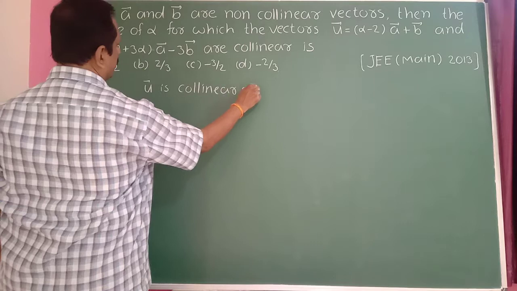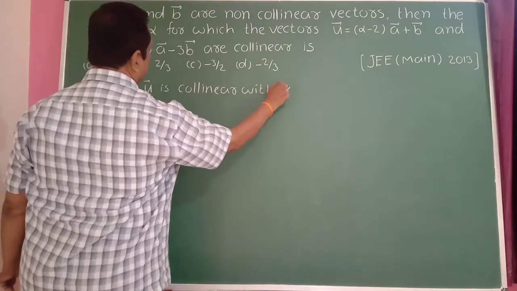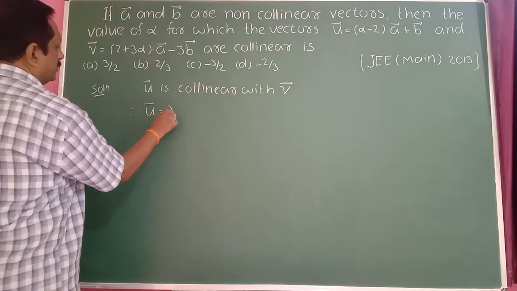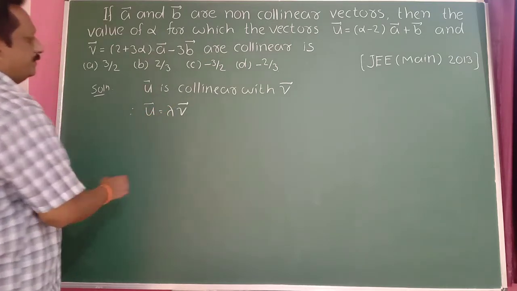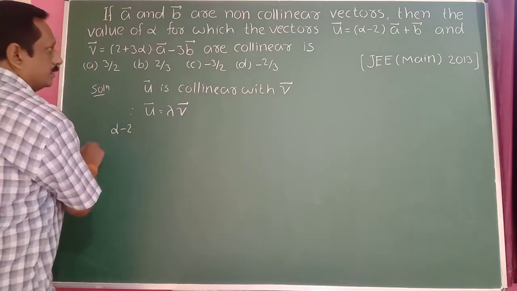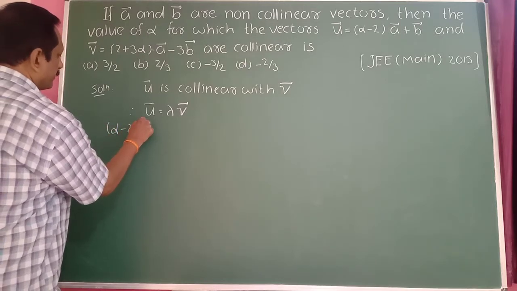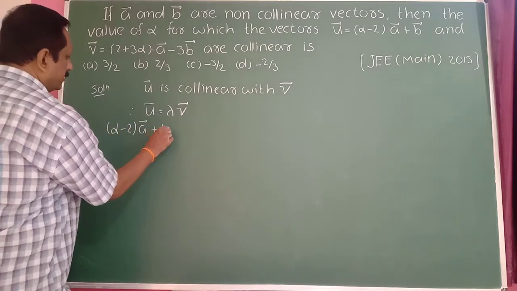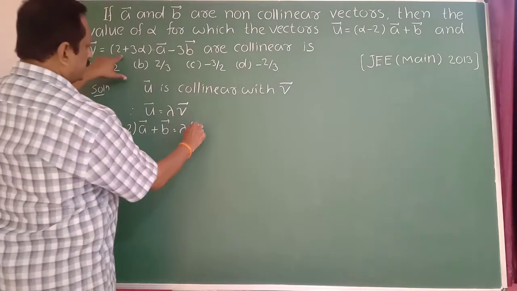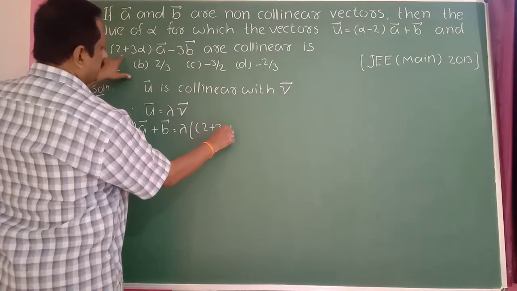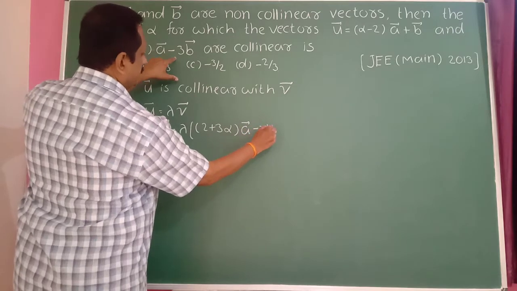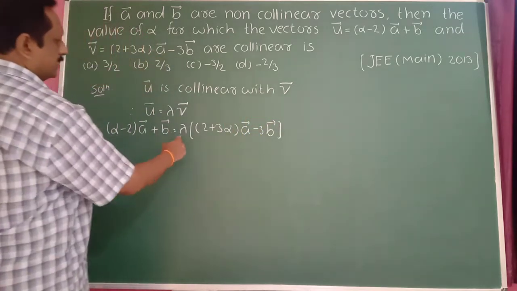collinear with the vector v bar. Therefore, here u bar is equal to lambda into the vector v bar. So u bar is alpha minus 2 into the vector a bar plus the vector b bar, is equal to lambda into v bar, which is this one here, 2 plus 3 alpha into the vector a bar minus 3 into the vector b bar. Take this lambda inside here.